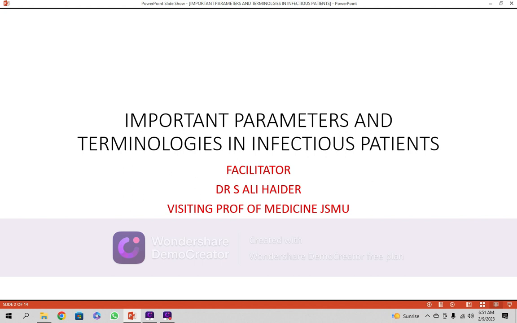Infectious means that one person can communicate the disease to another. All infections are not infectious. Some infections are not infectious. The majority of infections are infectious or infective.